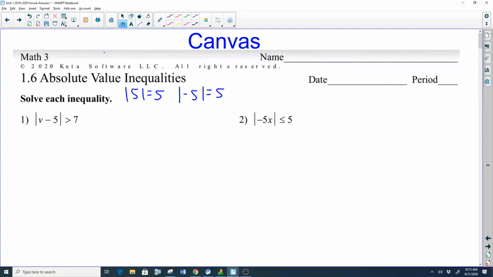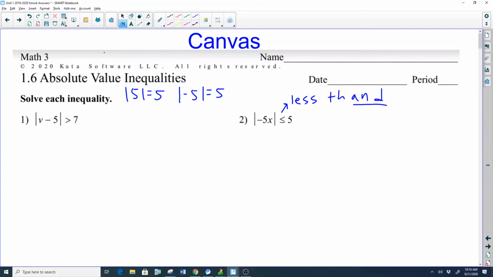Number 1 says the absolute value of v minus 5 is greater than 7. Ooh, that's a greater. Let's actually start with number 2, which is a what? A less than.